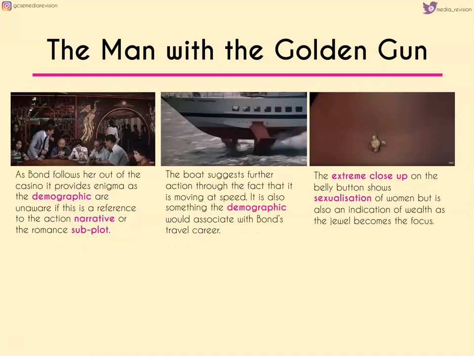Now Bond follows her out of the casino, and this again provides further enigma because we're unaware whether this is a reference to the action narrative and the main storyline, or whether this is going to be part of the romance subplot that then becomes important later on. And we have this quick cut then from the casino to this boat scene, which again suggests further action because the boat's moving at a very quick speed, but it's also something that we would associate with Bond's career because we know that he's going to be travelling and going to places that perhaps at this point the audience hadn't necessarily travelled to.